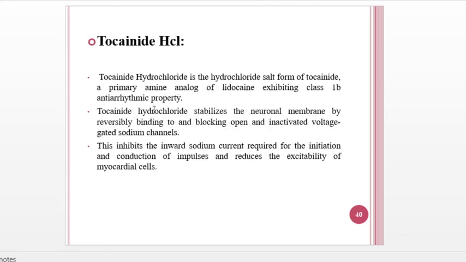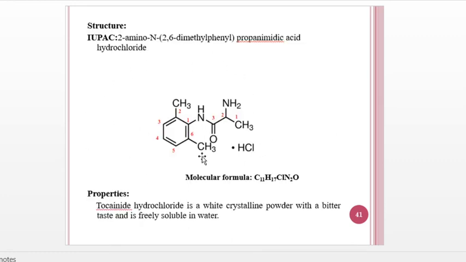Okay. And it is tocainide. Tocainide hydrochloride is a primary amine analog of lidocaine exhibiting class 1B antiarrhythmic property. Tocainide hydrochloride stabilizes the neuronal membrane by reversibly binding to the and blocking open and inactivated voltage-gated sodium channels. They inhibit the inward sodium current required for initiation and conduction of impulses, which reduces the excitability of myocardial cells. This is the structure of the drug tocainide.